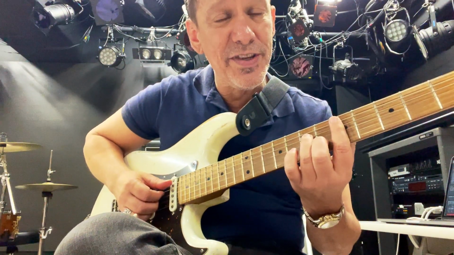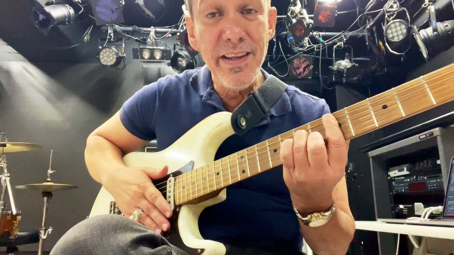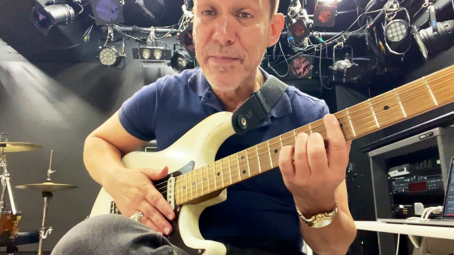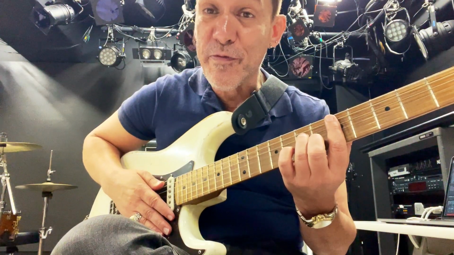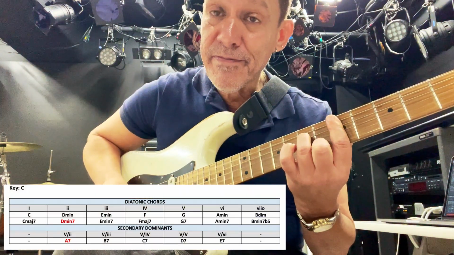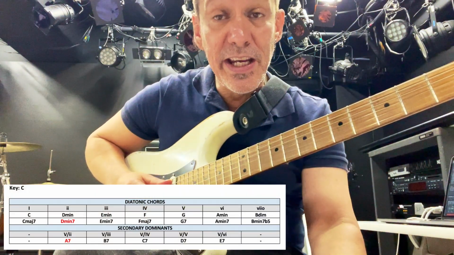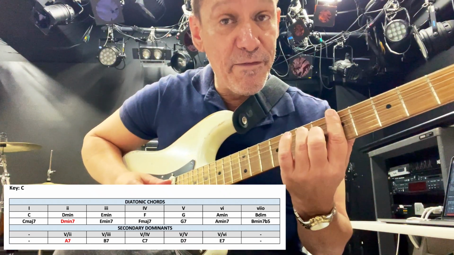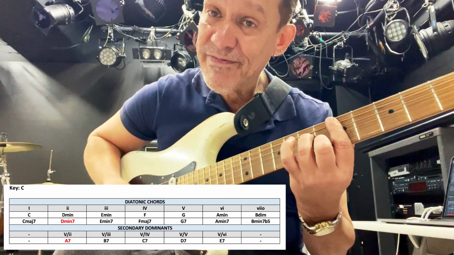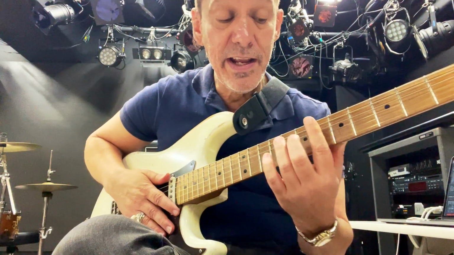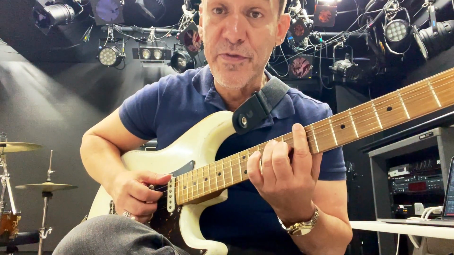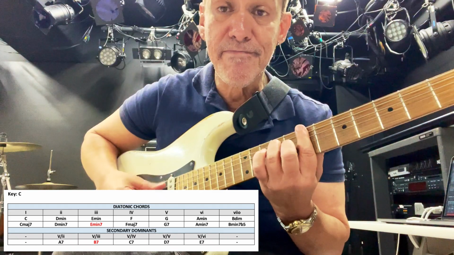The 2 chord is D minor 7. Now, remember, there's a key of D minor, right? So that means that there's a dominant chord for D minor, and that would be, in this case, A7. So in the key of C, the 5 of the 2 chord is going to be A7. Right? Now, the next is going to be E minor. There's a 5 chord for this, too. It would be B7, right?